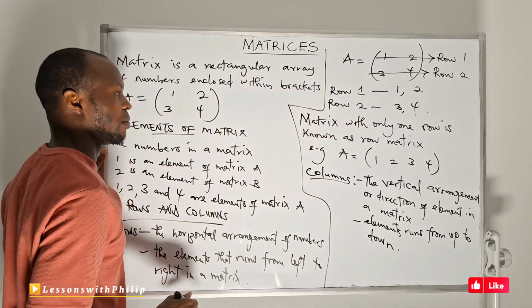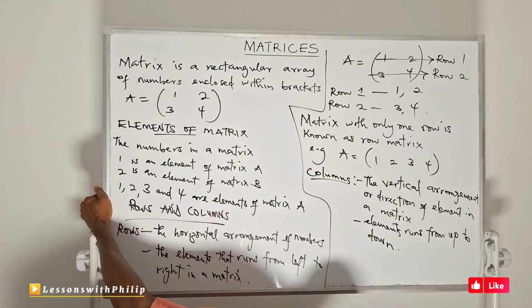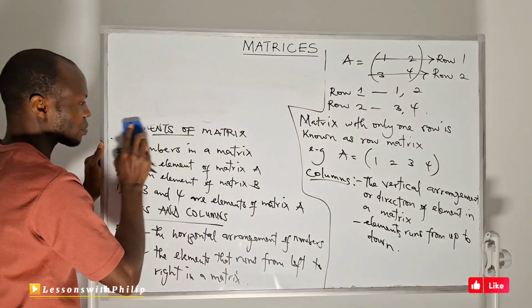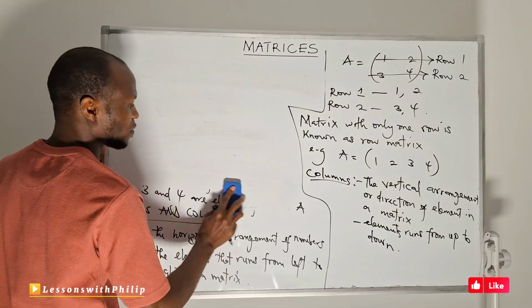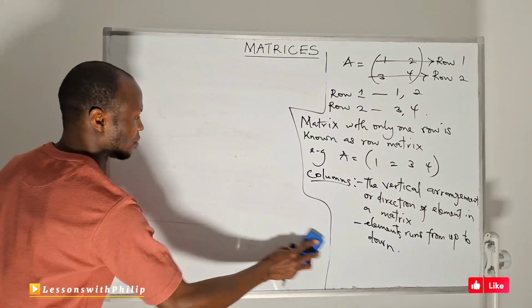Okay? The element runs from up to down. Somebody is saying, can you just give an example of such a matrix? Okay, I will give an example.